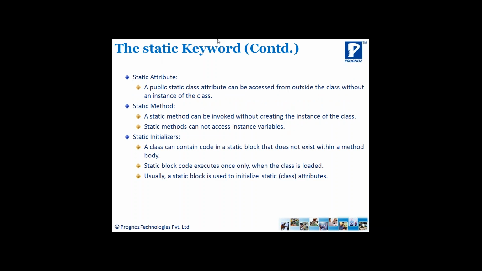So where can I apply it? On a variable, or attribute; another name for a variable is attribute. A public static class attribute can be accessed from outside the class, and a static method can be invoked without creating an instance of the class, but it cannot access instance variables. Static initializer: what do you mean by initializer? It is when you apply static to a block in the class. It cannot contain code within the body; only a static block you can write, and it executes only when the class is loaded.